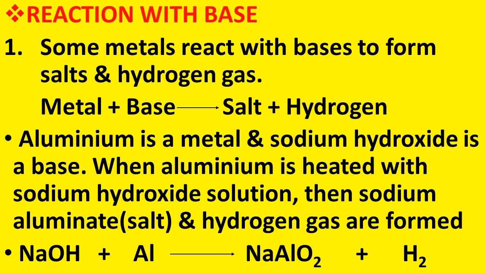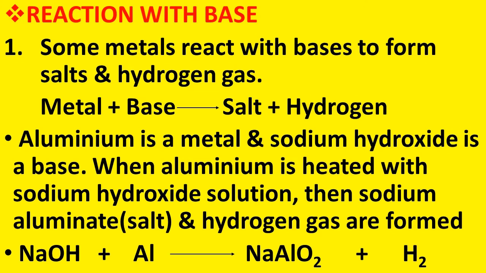First of all, we will see how does a metal react with a base. Some metals react with bases to form salts and hydrogen gas. So, some metals react with bases and form their respective salts along with the release of hydrogen gas. This reaction can be represented in general as metal plus base gives salt plus hydrogen.